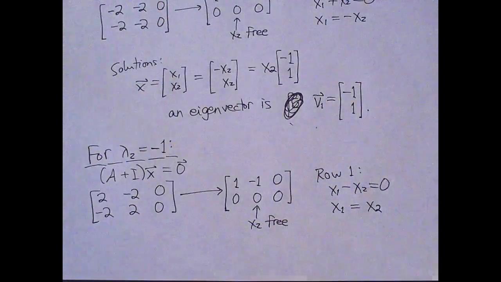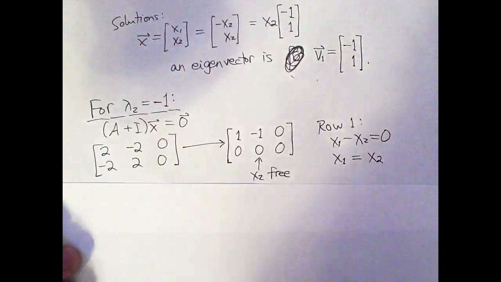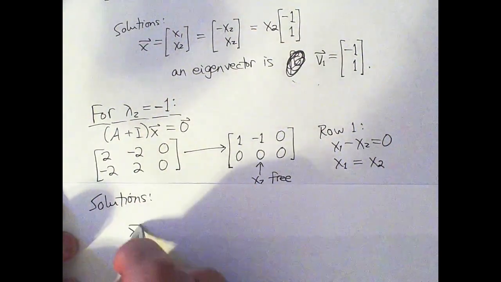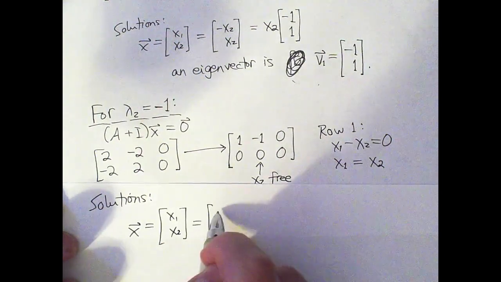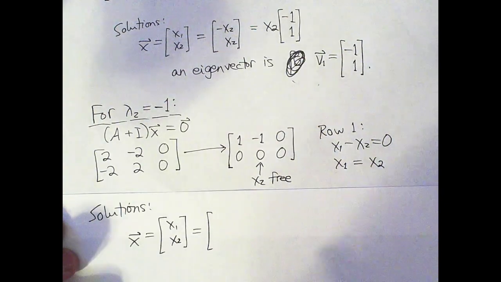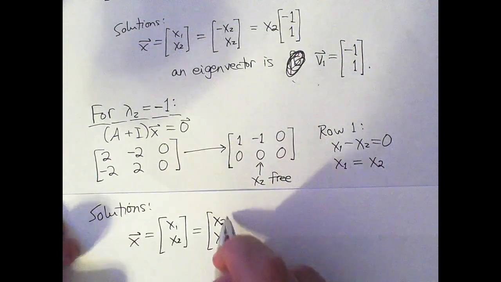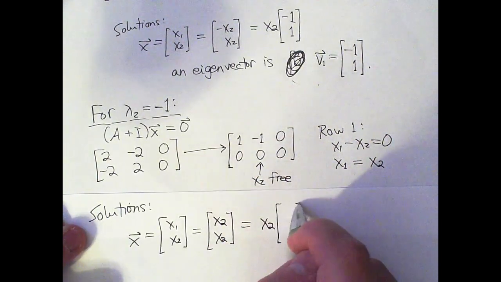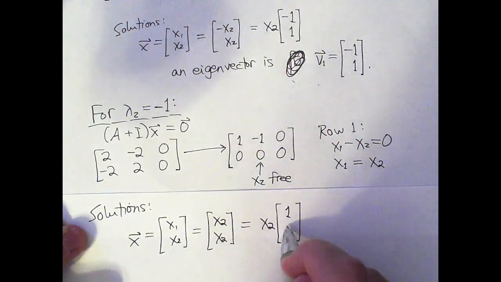Let's start a new page. Solutions are going to be, well, we got x1 equals x2. So how do we deal with that? Well, x2 is the free variable, so just say x2, x2, and we still think about it as pulling x2 out, and then what vector would have to go here? It turns out that it's going to be (1, 1).